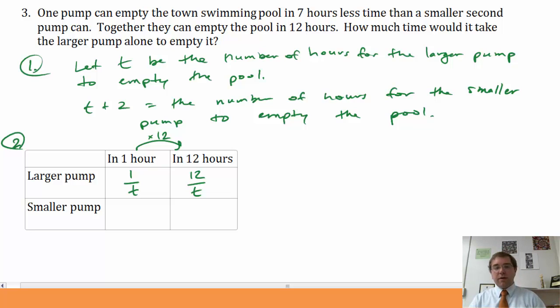If the smaller pump takes T plus 2 hours, sorry, that should be a 7, not a 2. Why didn't you tell me? Why didn't you yell at me and tell me that should be a 7, not a 2? Oh my gosh, I'm so embarrassed.